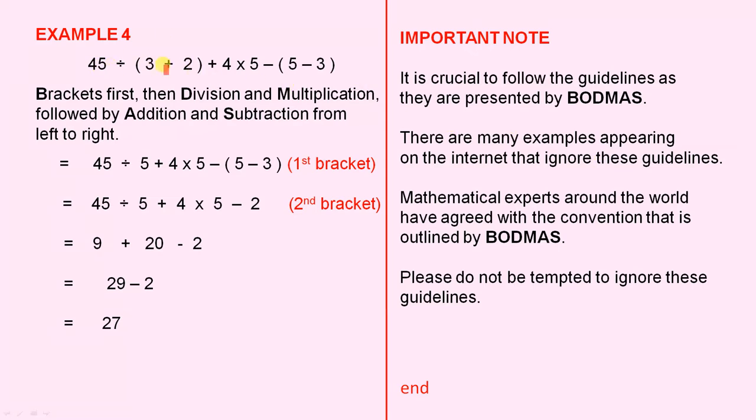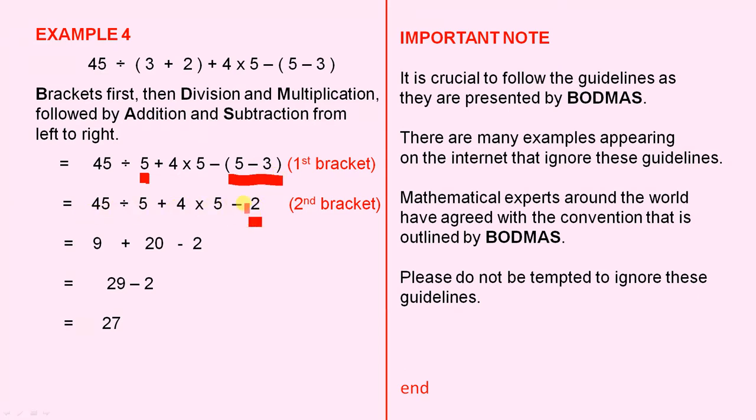This is quite a long example here where we have all the operations. Again, Bodmas tells us that we do brackets first, then we have to do division and multiplication. When we are left with addition and subtraction, we work from left to right. So let's go slowly. 3 plus 2, that gives you 5. So that's our first bracket that we've worked out. Then we look at the next bracket. The 5 minus 3, that gives us 2.